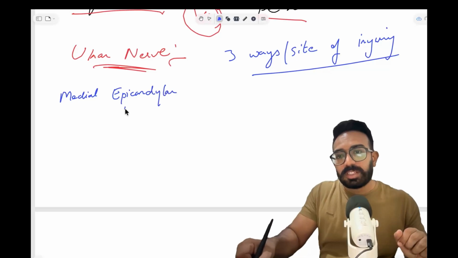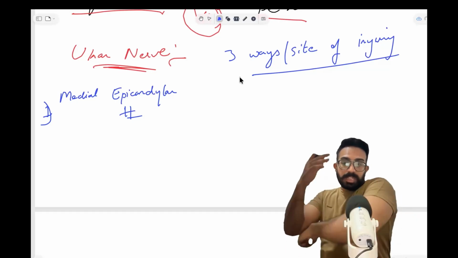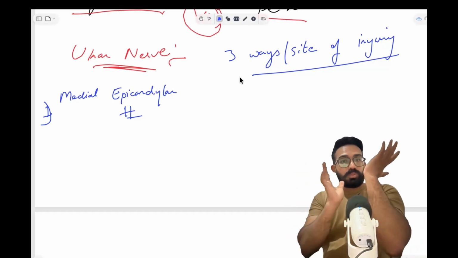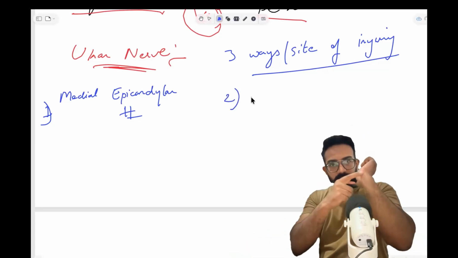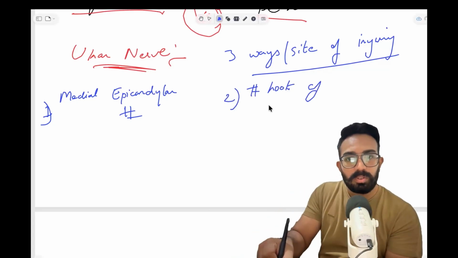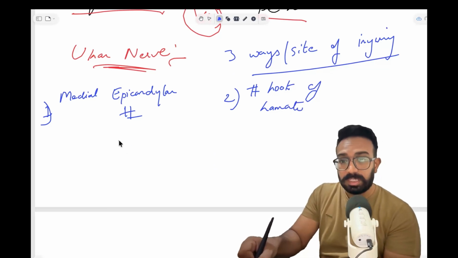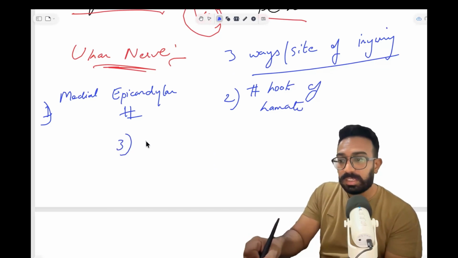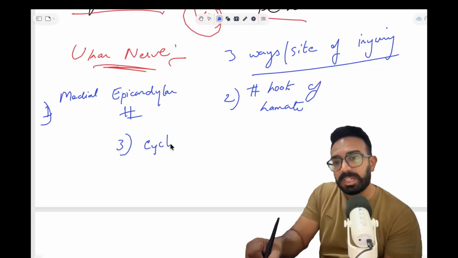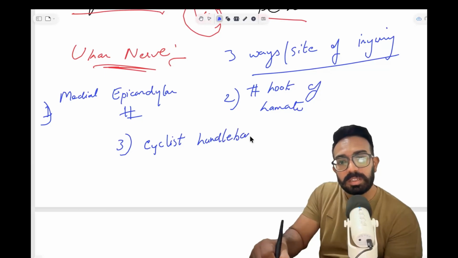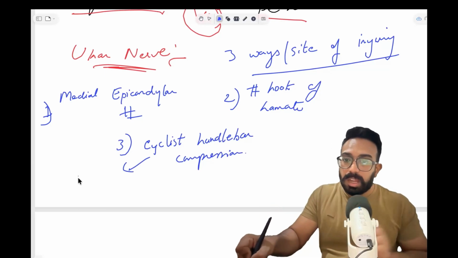So there are three possibilities, or three sites of injury. The first is at the medial epicondylar fracture. The second scenario, from the epicondylar fracture down to over here, is the fracture of the hook of hamate. That's the second scenario. The third scenario is when there is cyclist handlebar compression, not a fracture but handlebar compression. This causes the famous handlebar palsy.